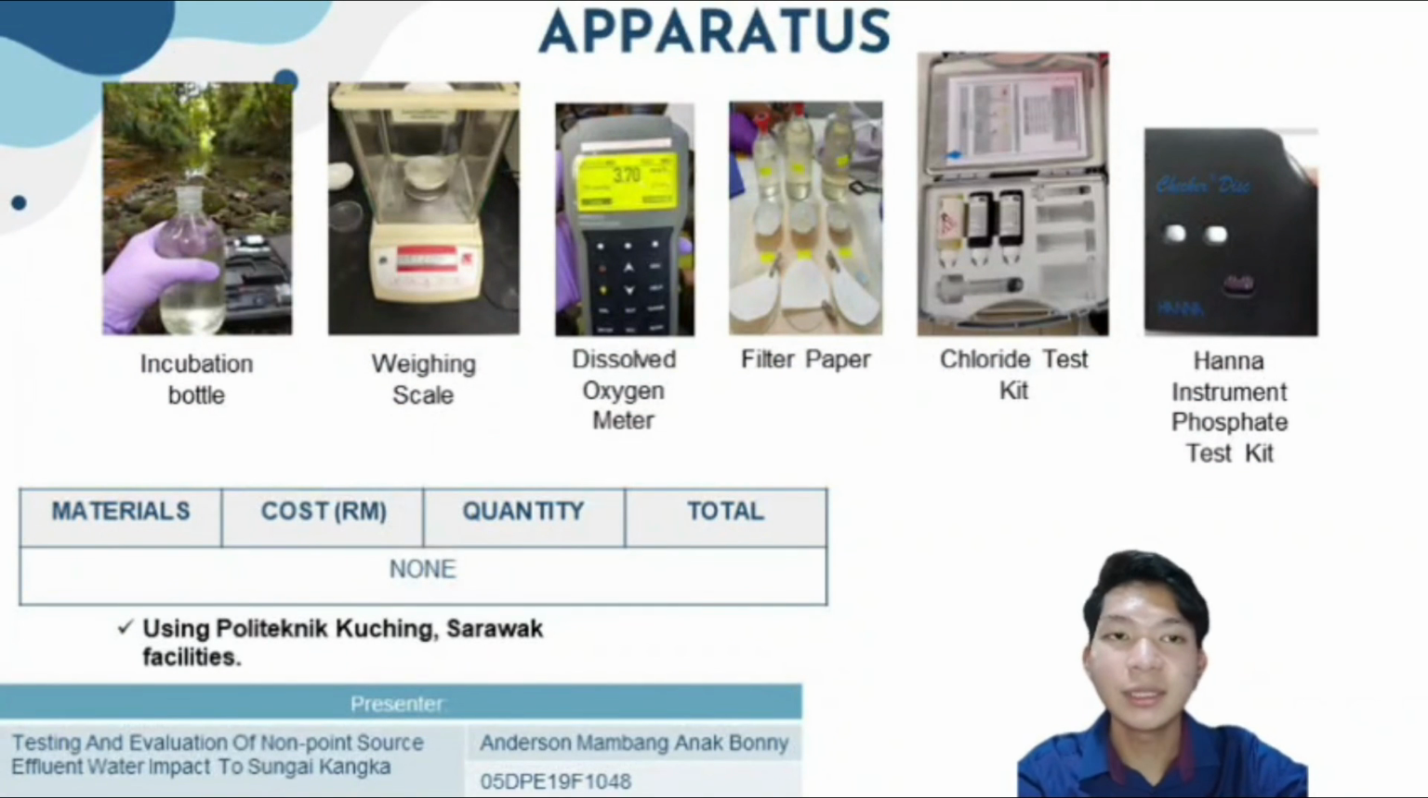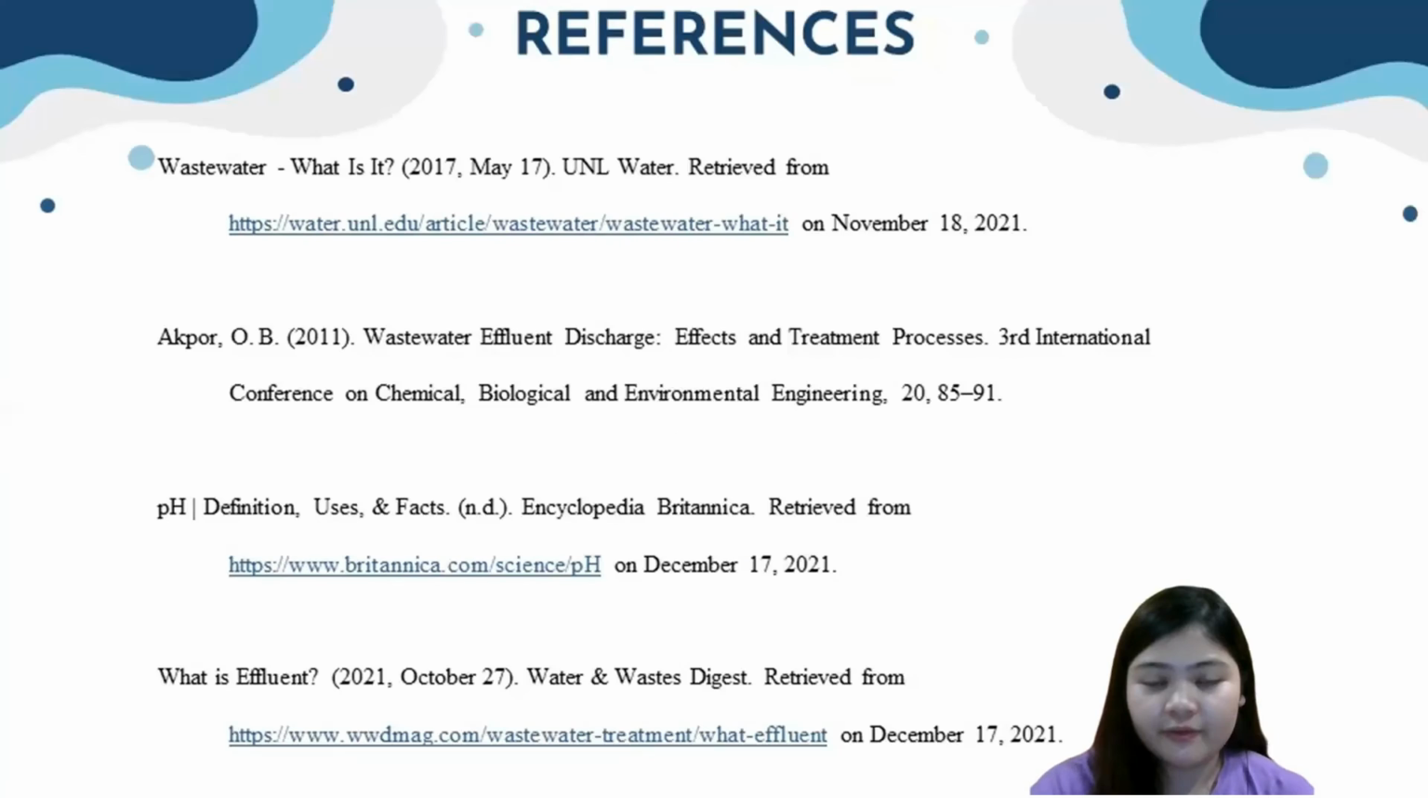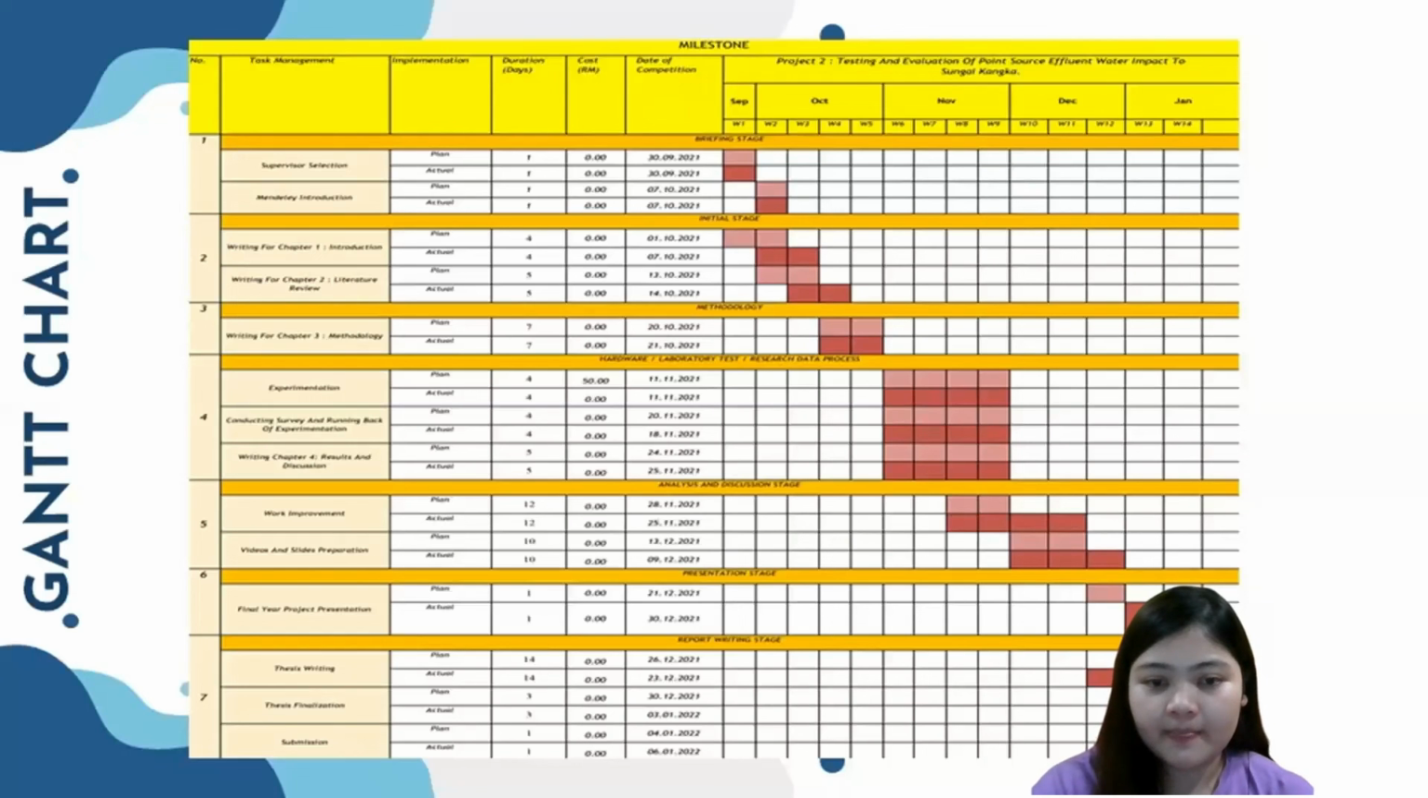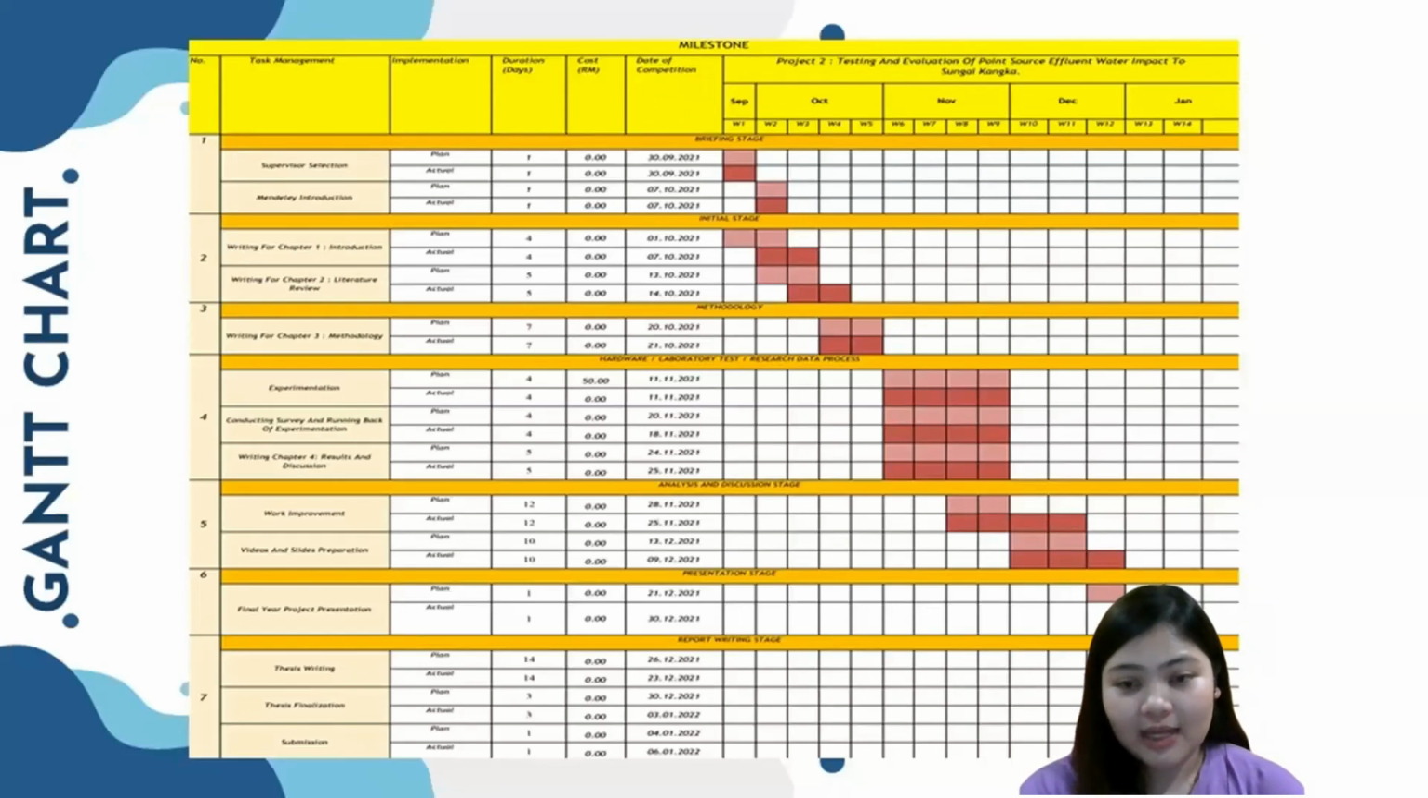The apparatus we use are incubating bottle, weighing scale, dissolved oxygen meter, filter paper, chloride test kit, HANNA instrument, and phosphate test kit. And for the cost, we didn't use any, we only use Polytechnic Kuching Sarawak facilities. For the reference, our Gantt chart.